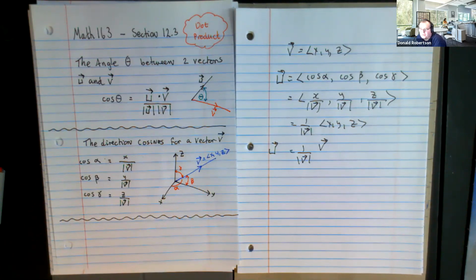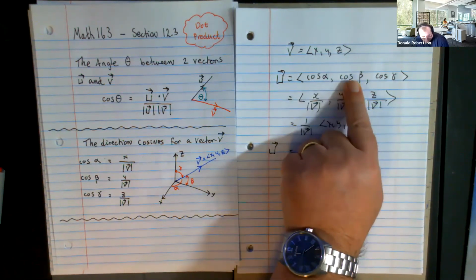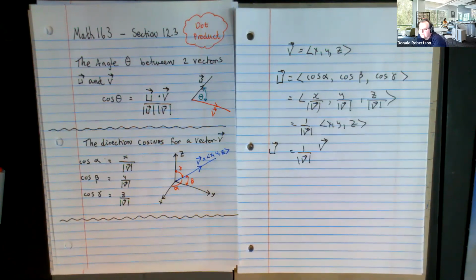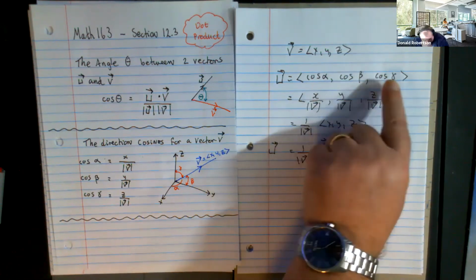And a couple of questions you're going to be asked using these. You're going to be asked to find cosine alpha, cosine beta, and cosine gamma. And you're also very often going to be asked what angle alpha, beta, and gamma is.